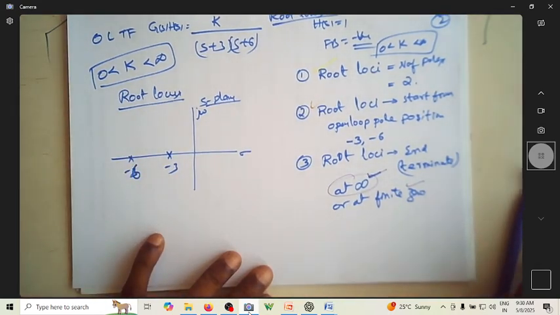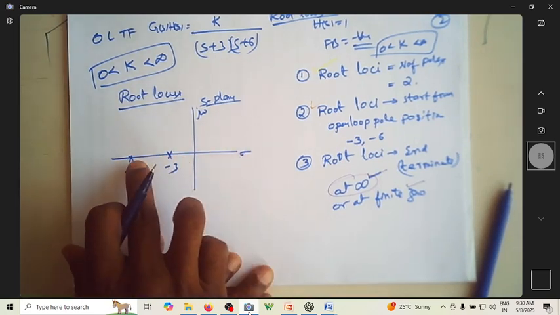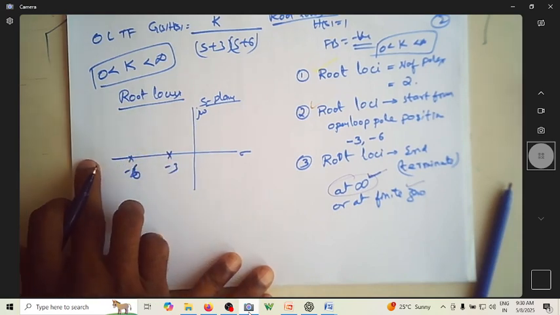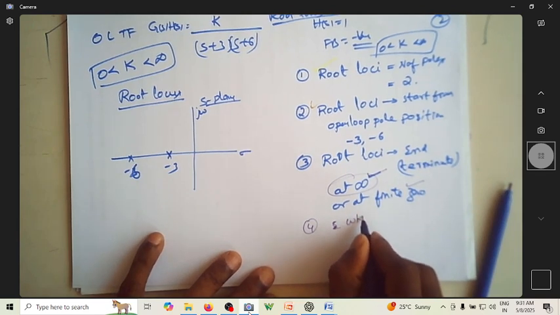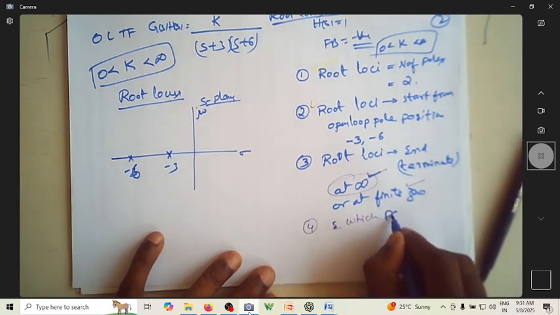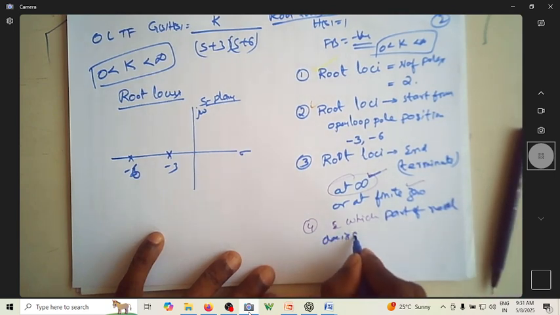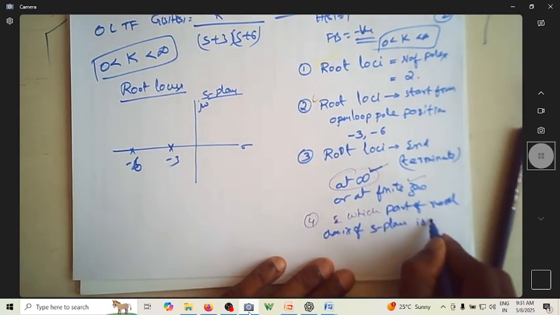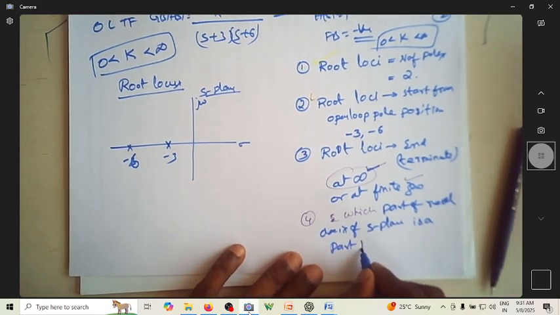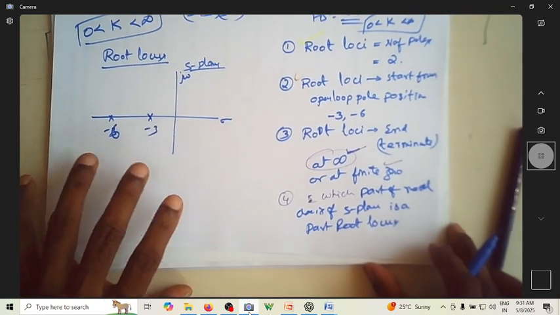Next very important point is, where does the root locus exist? Does the root locus exist here? Does it exist here? Does it exist here? Now the fourth point is existence, that is, which part of the real axis of your S plane is a part of the root locus. This is very important.